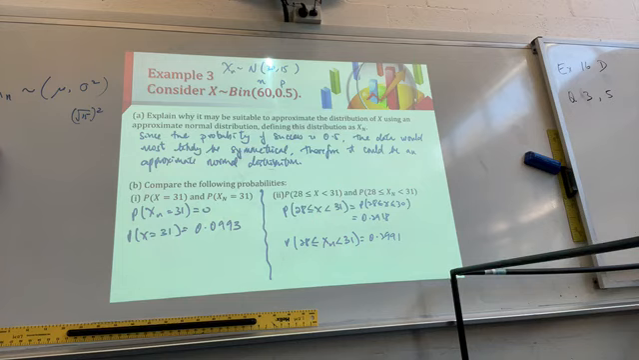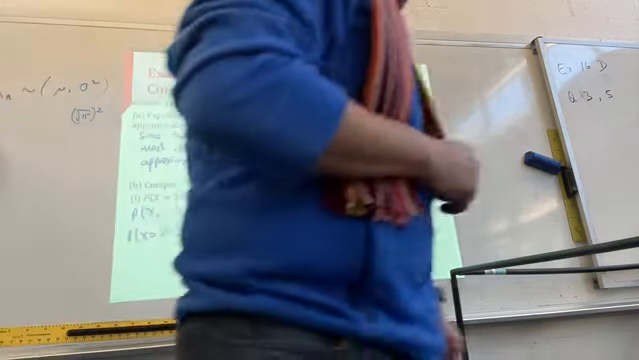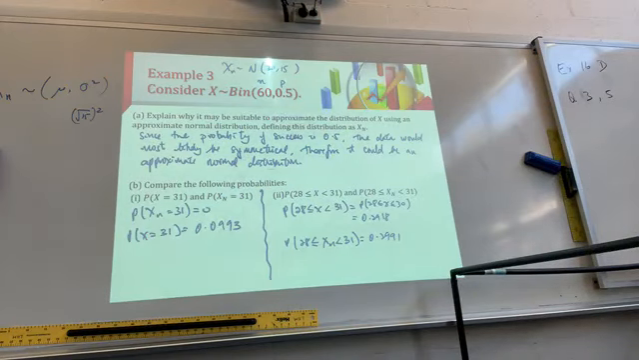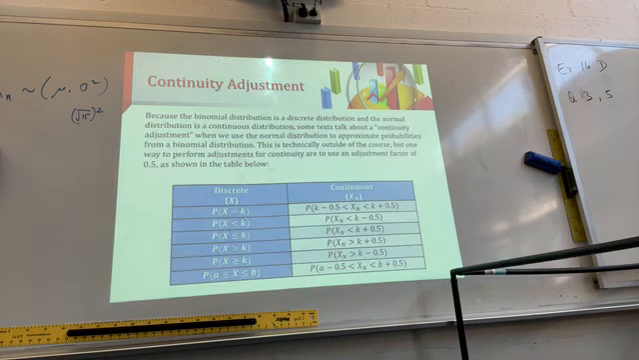What you need to do is do an adjustment to the normal distribution, so that it can mimic the probability. This is called the continuity adjustment, because the binomial distribution is a discrete distribution, and the normal distribution is a continuous distribution. So we talk about a continuity adjustment, where we use the normal distribution to approximate probability from a binomial distribution. It's technically outside the course, but you need to know that, alright? So you need to understand that.